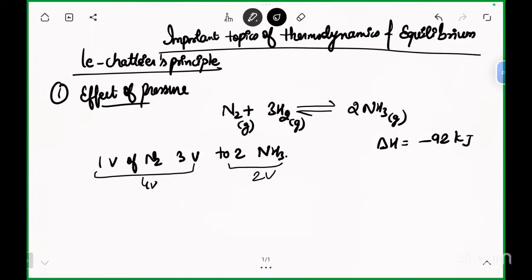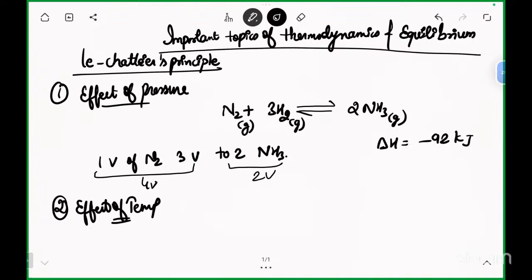In the effect of pressure, you have to remember that the equilibrium will shift in the direction where the volume is less. In this particular case, it will favor the forward reaction. Just imagine the reactant side has 4 volumes and the product side has 2 volumes. If the product concentration is increasing, the reaction will shift in such a way that it tends to decrease the volume on the right hand side, and the left hand side will start increasing. So this is the effect of pressure.